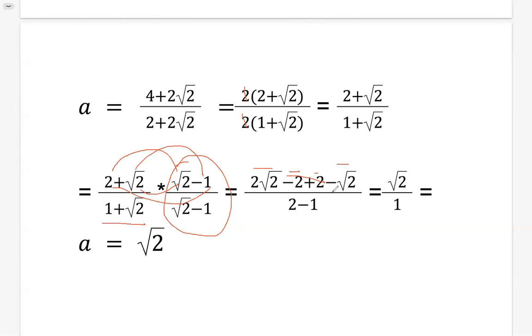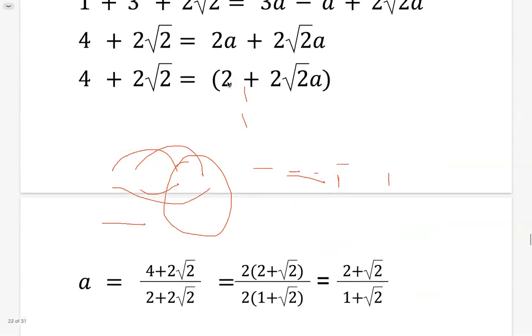2 radical 2 minus 1 radical 2. So by default, this is 1 radical 2. 2 of radical 2 minus 1 radical 2, well, that's just 1 radical 2. But again, by convention, we don't really write this 1 in front of radical 2. It's just radical 2. Or radical 2 divided by 1, that's just radical 2. So a equals radical 2.